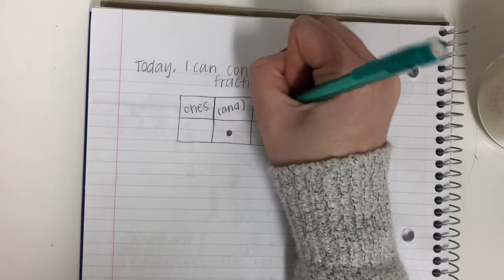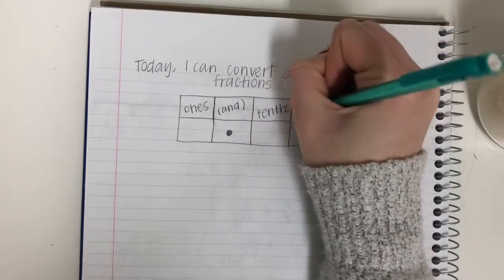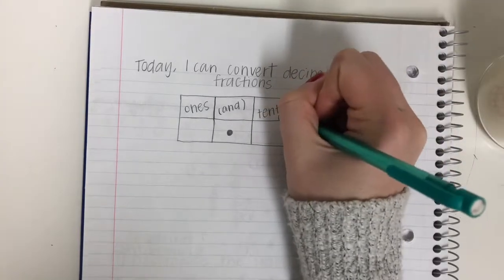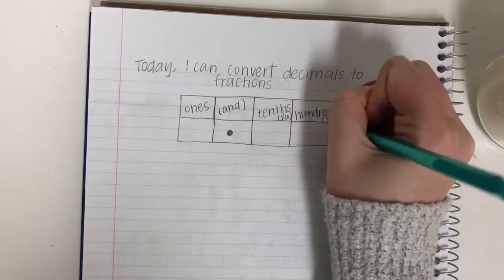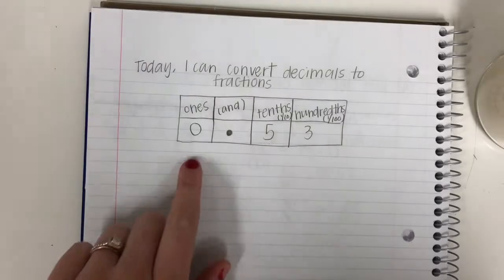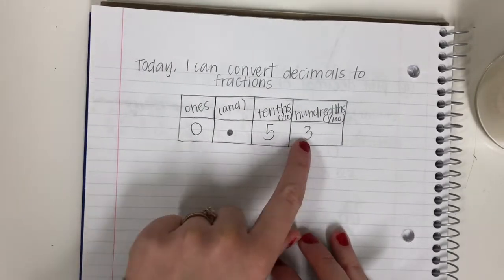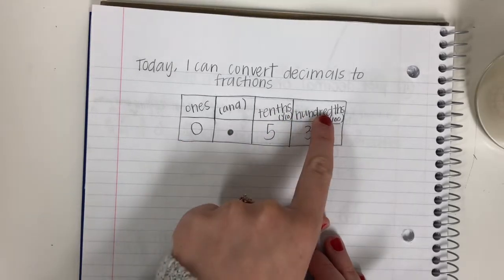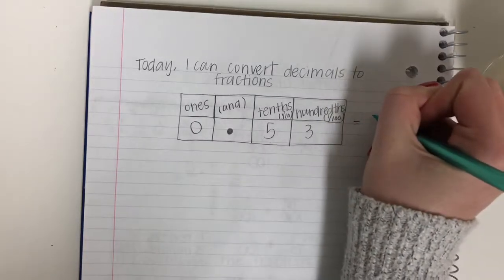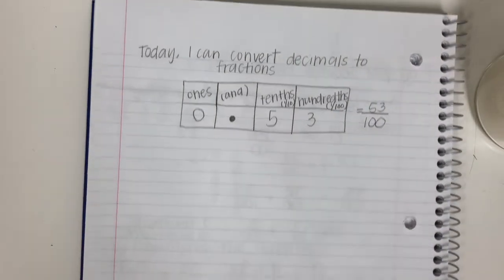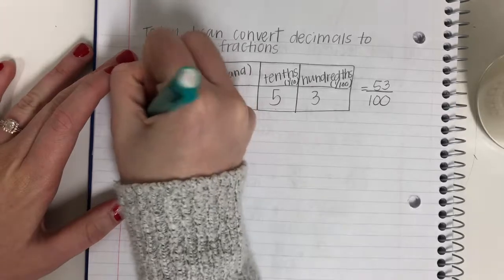And then we have our tenths. And then we have our hundredths. Okay, so this is our tenths. And this is our hundredth place value. Okay, so let's say, for example, we had 0.53. We would say 0 and 53, and then whatever place value you end on, you say that place value. So 0 and 53 hundredths. And the fraction would look like this, right? 53 hundredths.